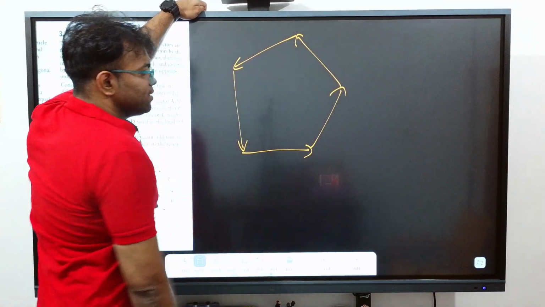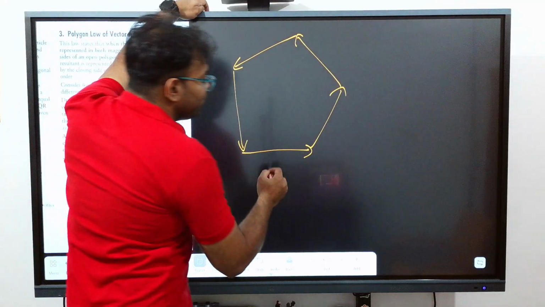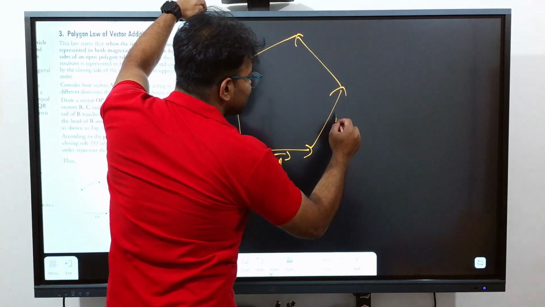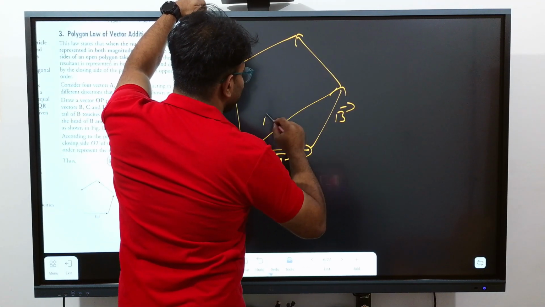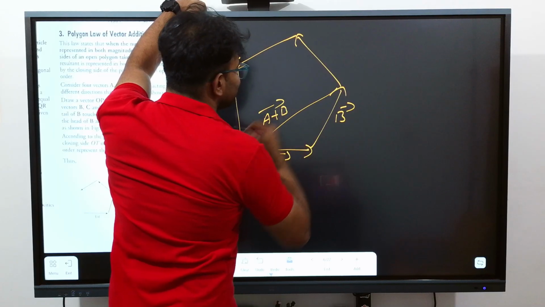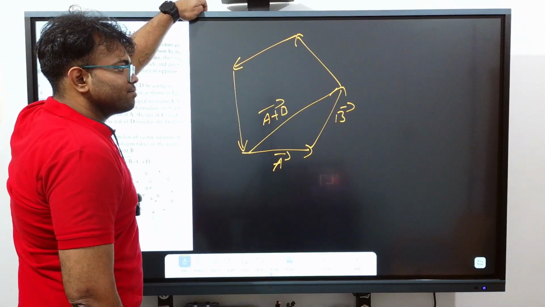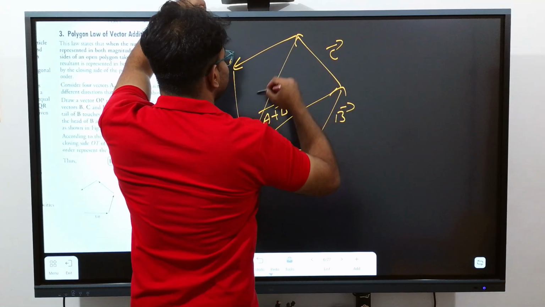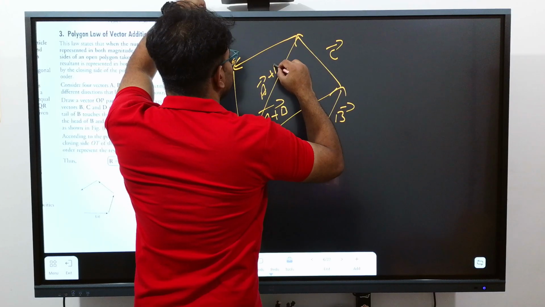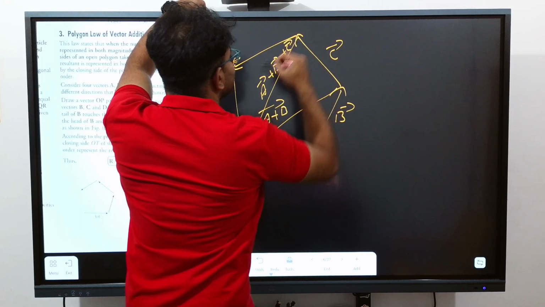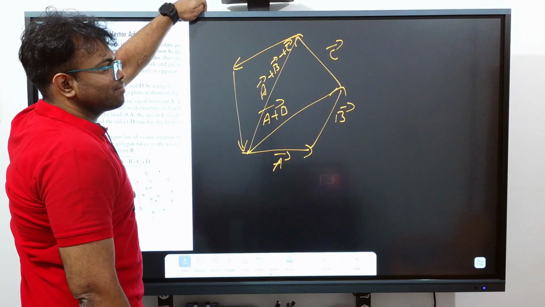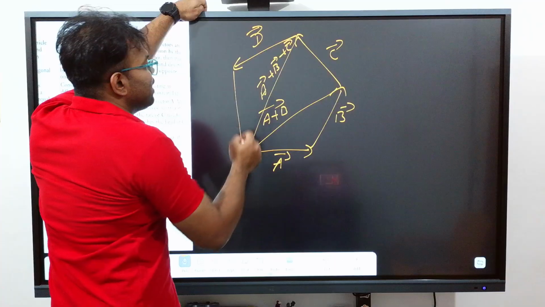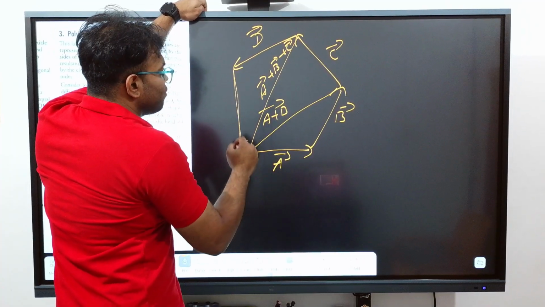Take a starting point. Okay, now Drupad, if this is the A vector, this is the B vector, this represents A plus B vector. This is the A plus B vector, this is the C vector. This represents the A vector plus B vector plus C vector. And if this is the D vector, then therefore this represents what?